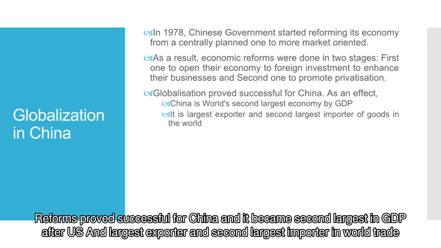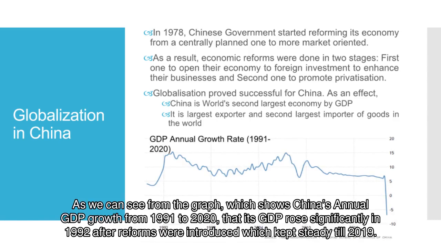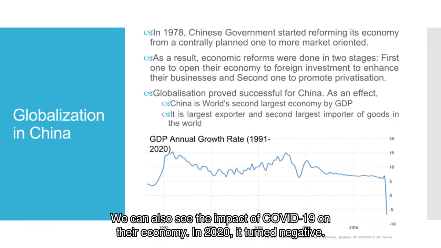importer in world trade. As we can see from the graph, which shows China's annual GDP growth from 1991 to 2020, its GDP rose significantly in 1992 after reforms were introduced, which kept steady till 2019. We can also see the impact of COVID-19 on their economy. In 2020, it turned negative.